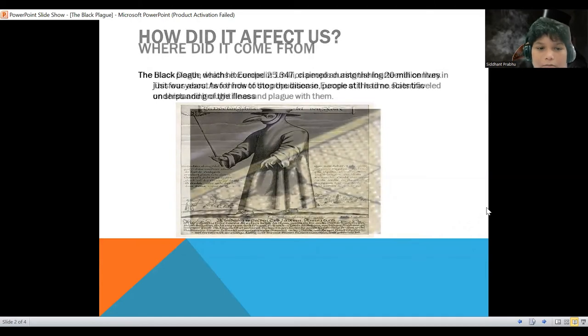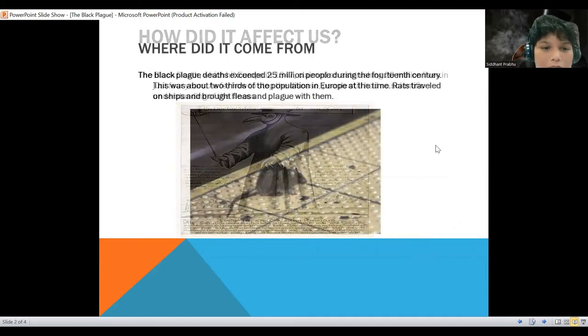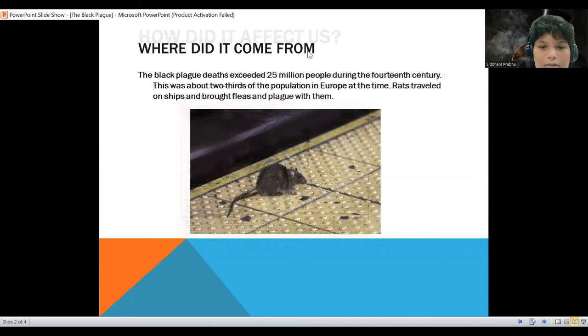Where did it come from? The Black Death killed over 25 million people during the 14th century, which was about two-thirds of the population of Europe at that time. Rats traveled on ships and brought fleas and the plague with them.